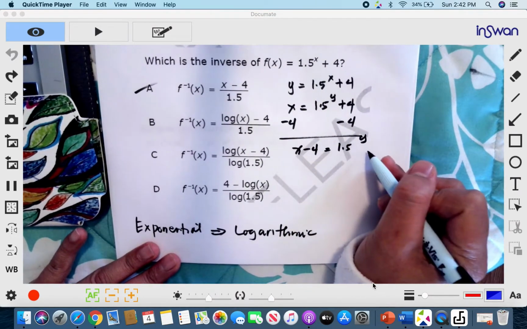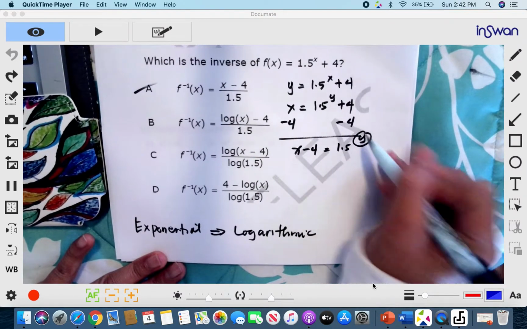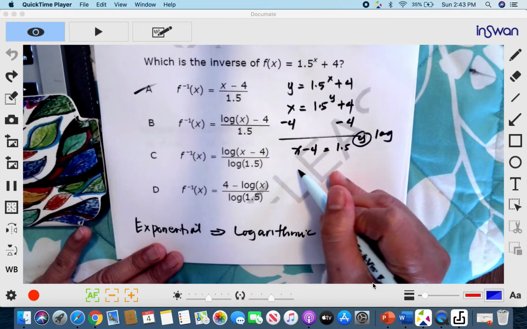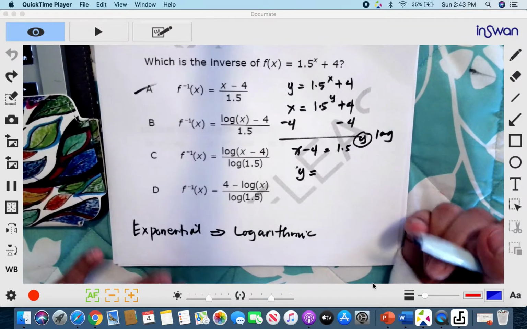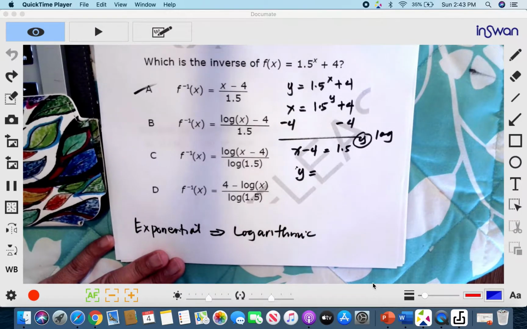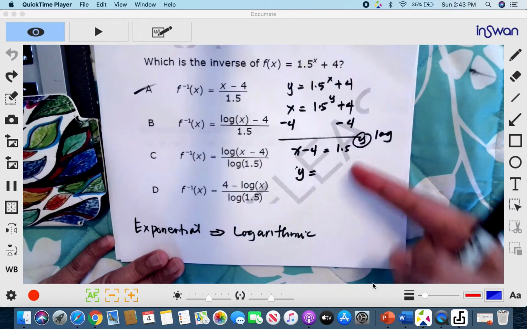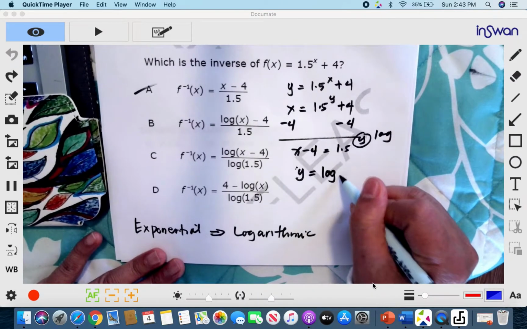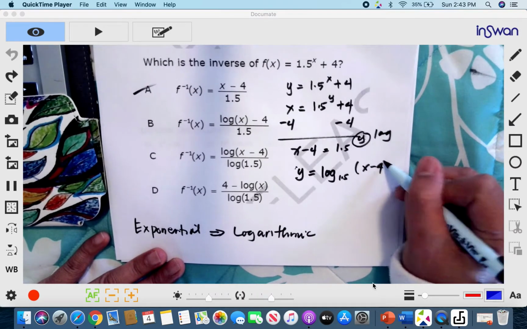Now, since this is an exponential function, to change this into logarithm, our superscript is y. If we change it into logarithmic form, our answer is y, which is the exponent. Remember, in logarithm, the answer is always the exponent. And the exponent here is y. So therefore, our answer is y equals logarithm, and our base is 1.5 because that's the base for y, and our power is x minus 4.